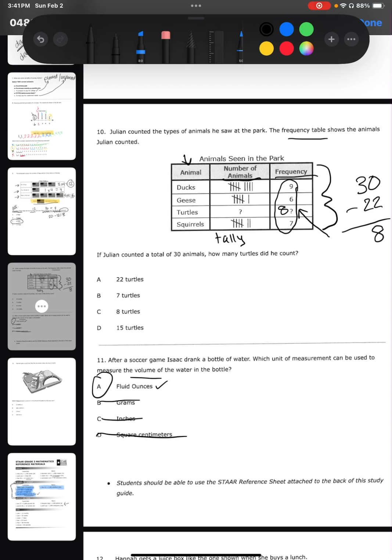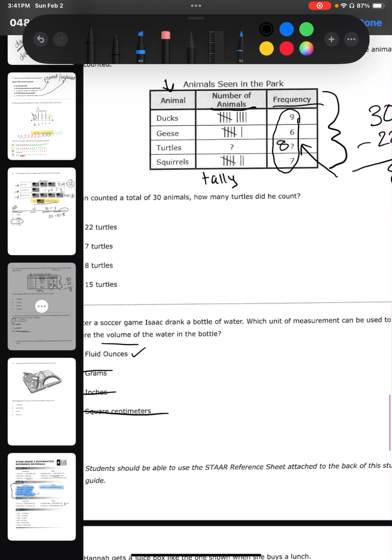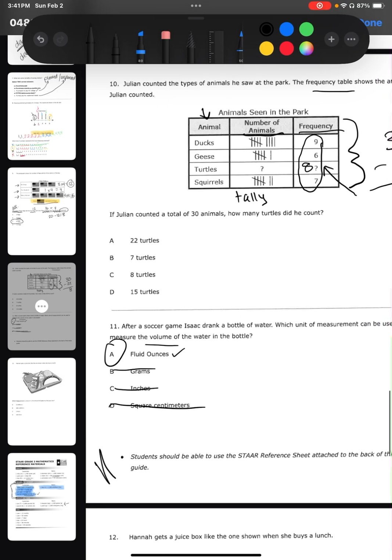Just a little bit of how many ounces are in this thing, how many ounces are in that. So volume is a little bit of a hard one to remember which units we use to measure volume. The good news is you don't have to remember. Just go back to that reference sheet. So please be fluent and able to use the reference sheet attached. And I put that little note down there. We really need to know how to use that reference sheet.